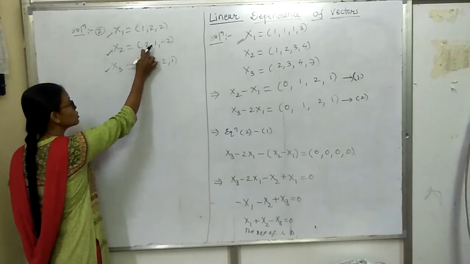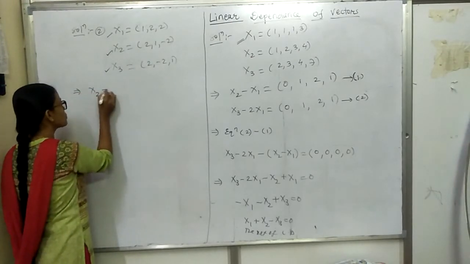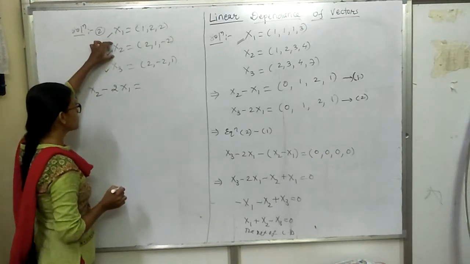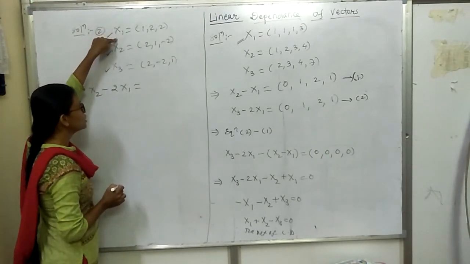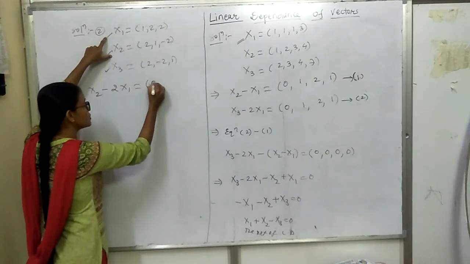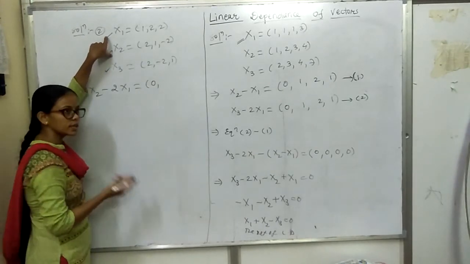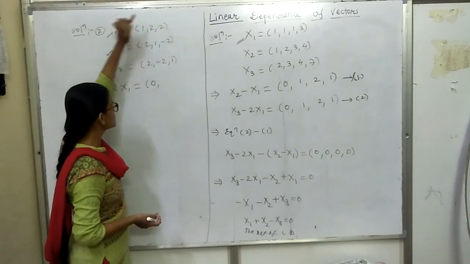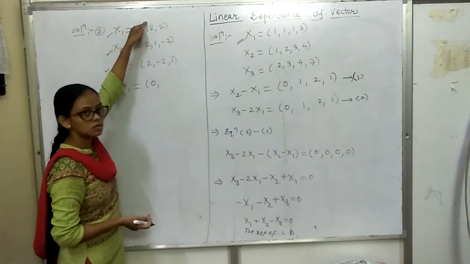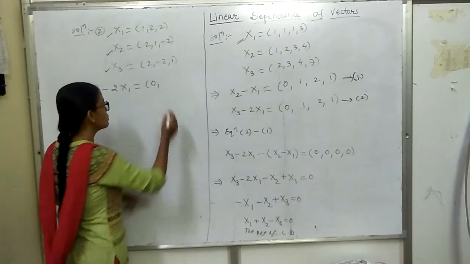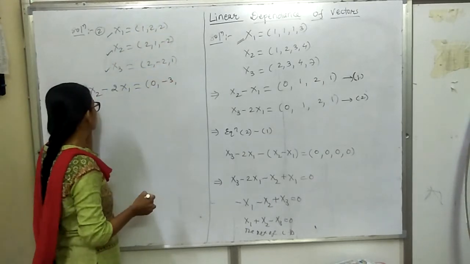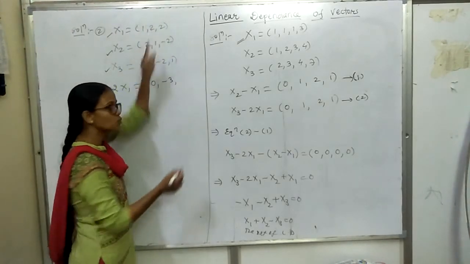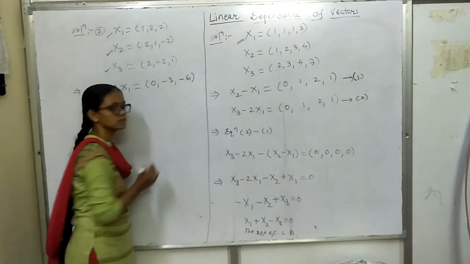So to make this 2 0, we have to apply transformation x2 minus 2x1. If you multiply this first equation by 2 and subtract, we will get here first component 0. So same transformation we have to apply to the remaining elements. 1 minus 2 times 2, that is 1 minus 4 will be minus 3. Then minus 2 minus 4 will be minus 6.